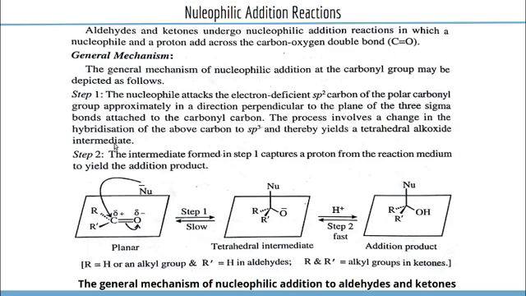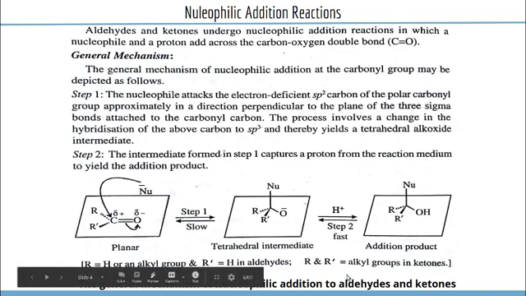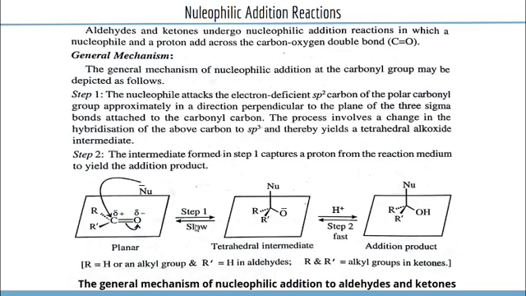intermediate. That means in the first step, as we already discussed, the nucleophile attacks the sp2 hybridized electron deficient electrophilic carbon in a plane perpendicular to this trigonal planar structure. Then the sp2 carbon becomes sp3. That means the planar structure becomes tetrahedral. So we will get an intermediate, the tetrahedral alkoxide intermediate, due to the shifting of these electrons.